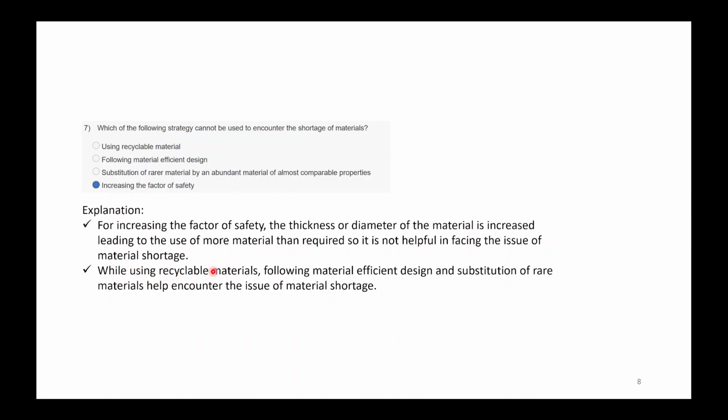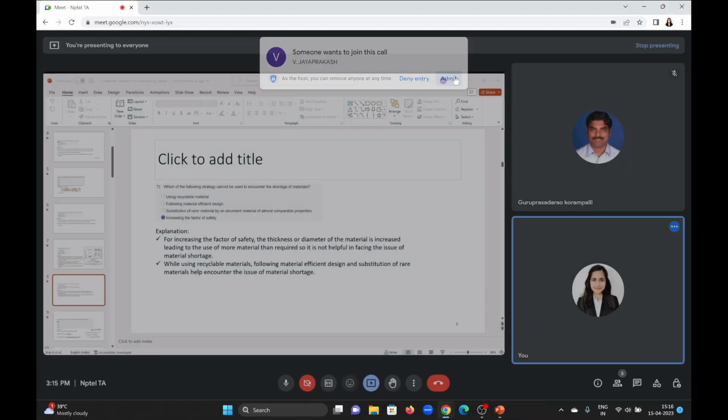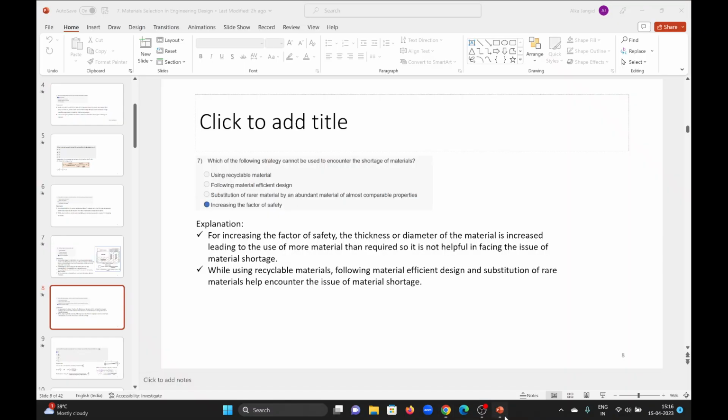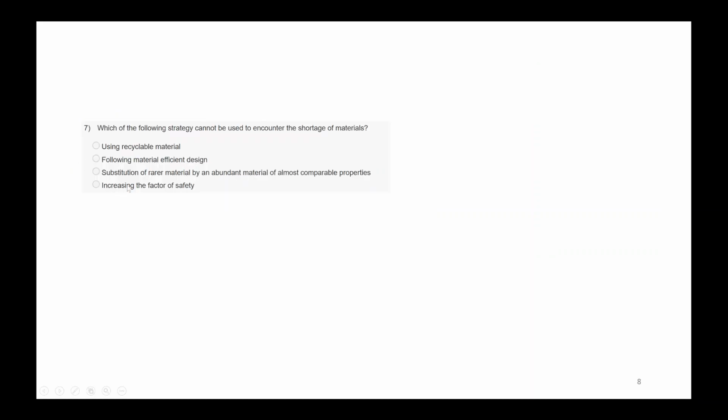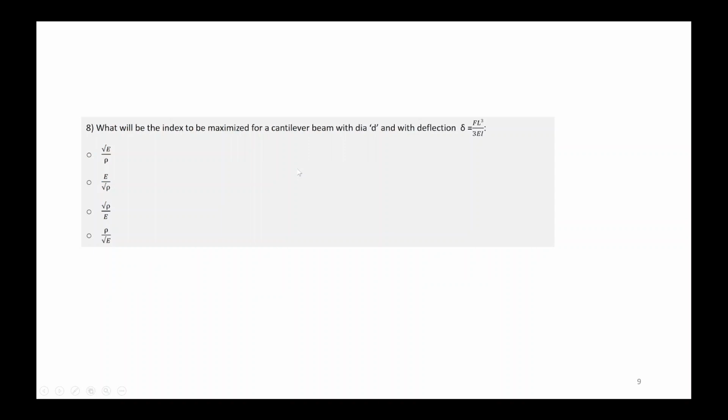While using recyclable materials, following material efficient design, and substituting rarer material by an abundant material, such as using aluminium instead of copper, these strategies help us encounter the shortage of material.